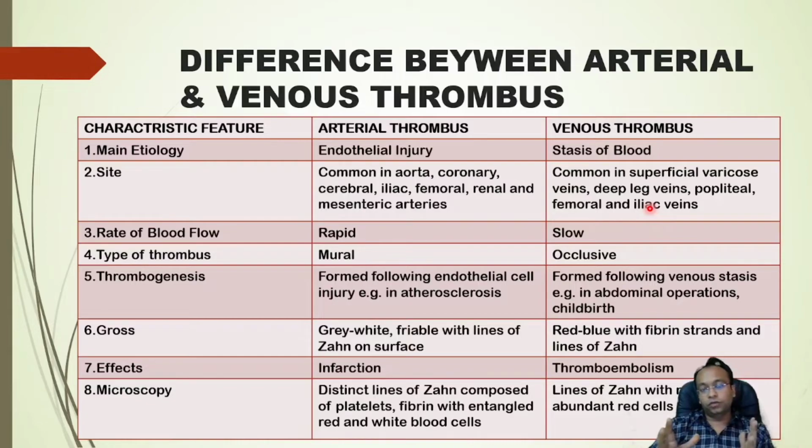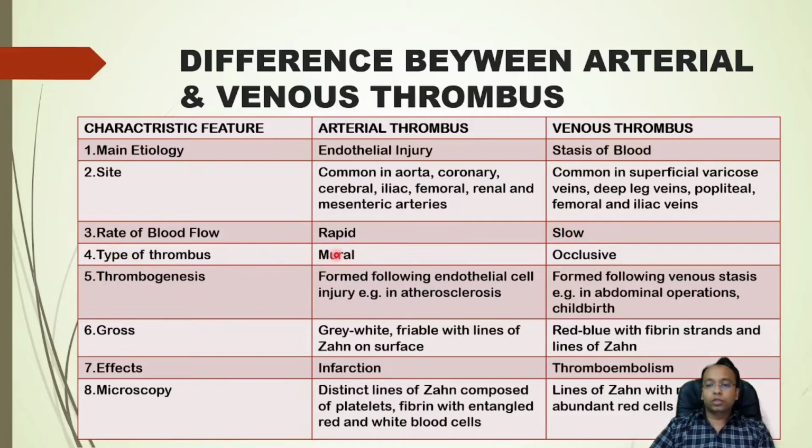Homan's sign is positive. If you dorsiflex the leg, then there will be strong pain, right? All right. Rate of blood flow is very rapid in arterial thrombus. In the artery, blood flow is very rapid, while here the blood flow is sluggish. That's why the thrombus is formed there, right?